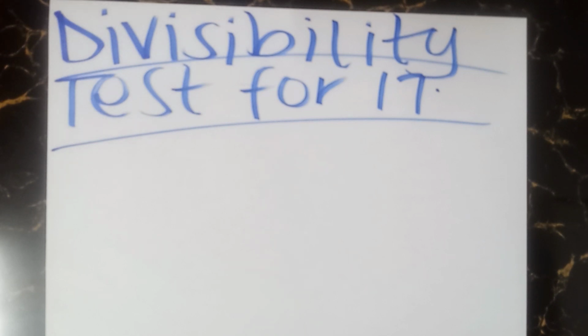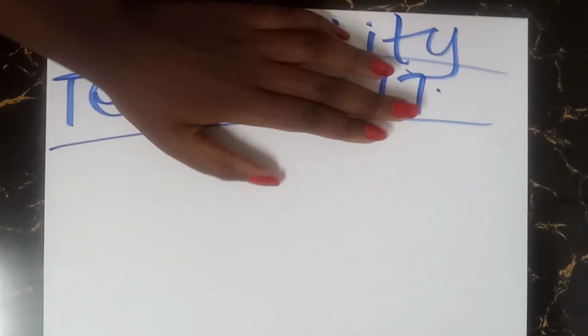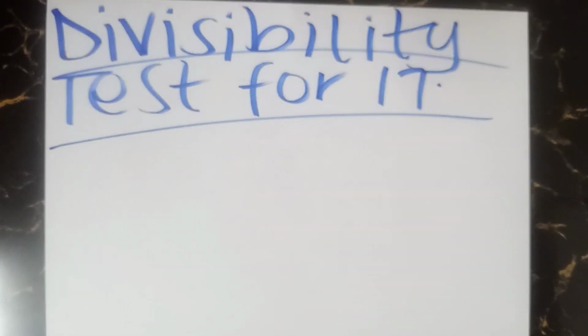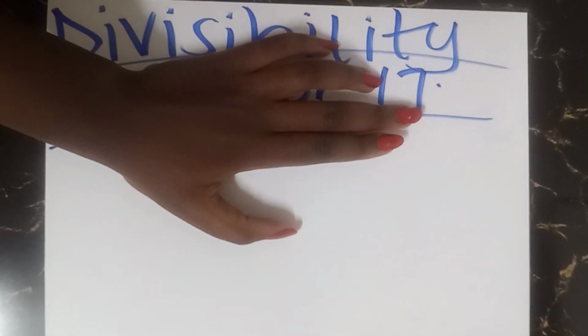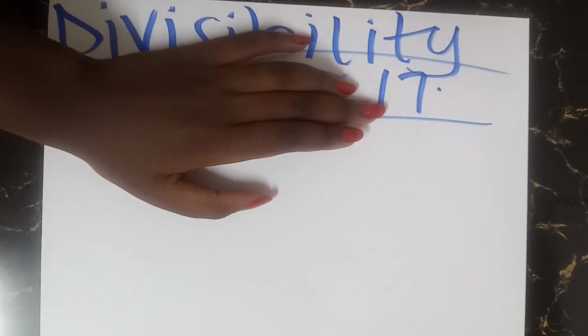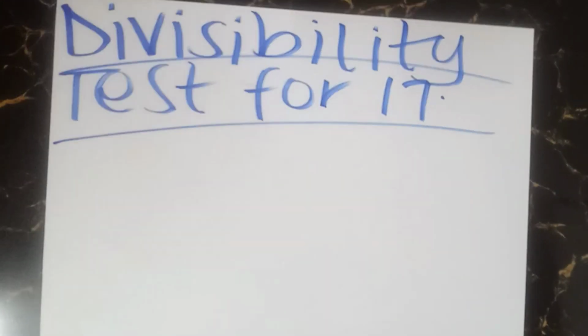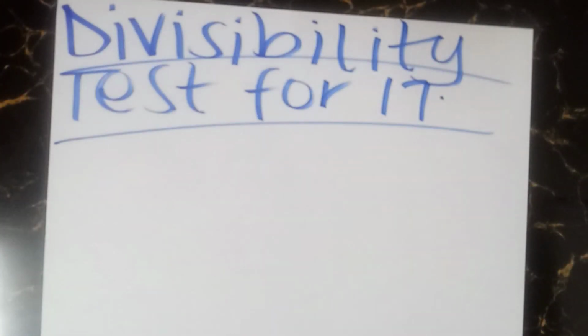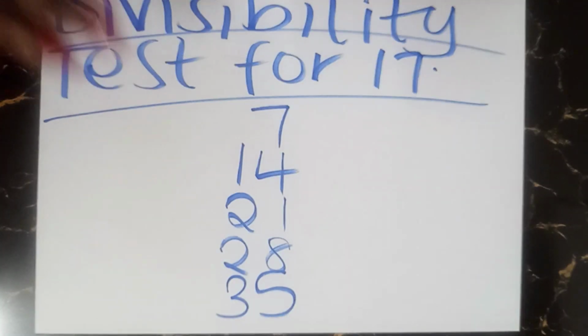Why am I saying that we need to be conversant with table 7 first? Because we are looking at the digits in the ones place. In the number 17, 7 is in the ones place and 1 is in the tens place. So you need to write the table 7 here. So this is table 7.